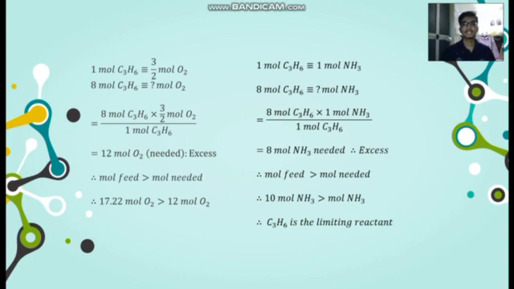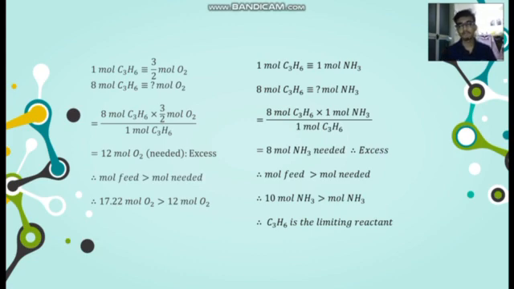The second is 1 mole propylene reacts with 1 mole of ammonia. With the same method, 8 mole of propylene reacts with how many moles of ammonia? We don't know the amount of ammonia needed. So 8 mole of propylene times 1 mole of ammonia divided by 1 mole of propylene. The mole propylene cancels out, so 8 mole of ammonia needed. Therefore it is in excess, because the mole fed is more than the mole needed.